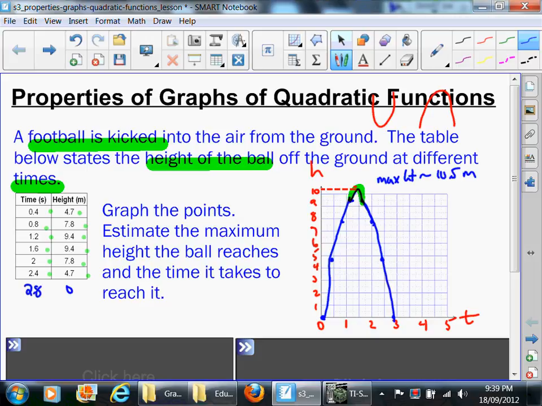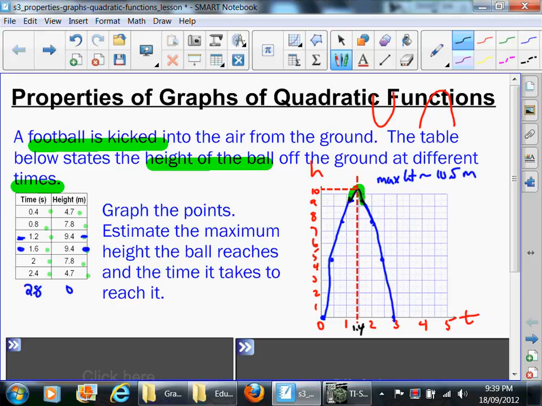Now the time it takes, we can actually do better than just estimate, because we see that at 1.2 seconds we have a height of 9.4 meters, and at 1.6 seconds a height of 9.4 meters. Now a parabola is symmetric. What that means is that it is the exact same on both sides. So I can take this right here and draw a line right through at 1.4 seconds.